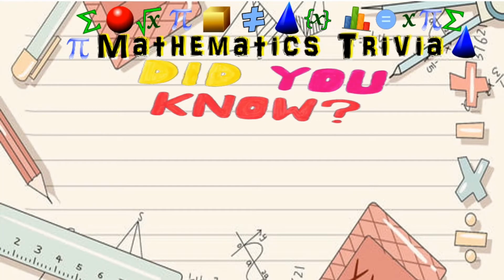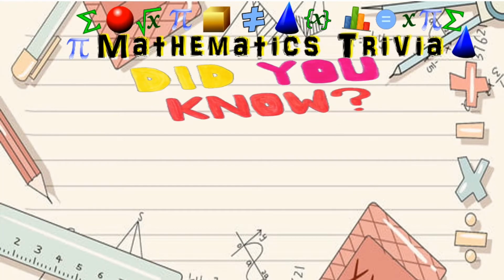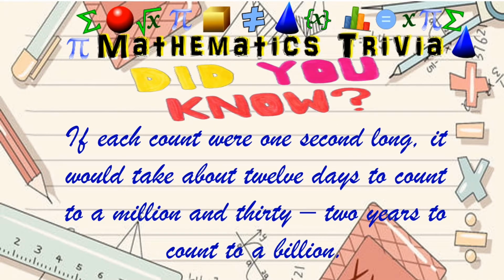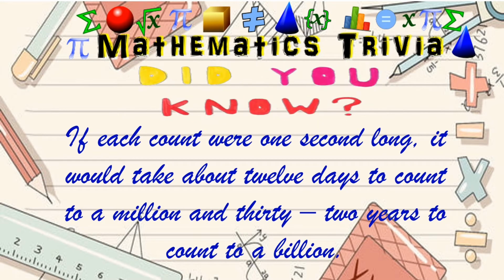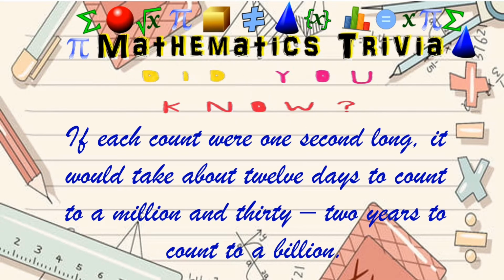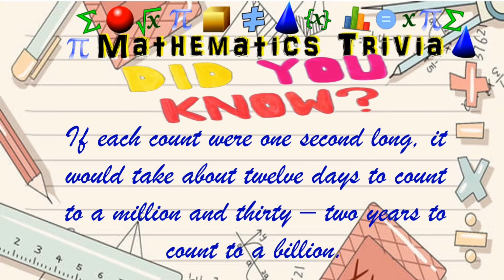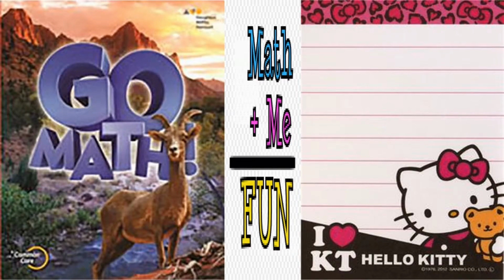Let us have our math trivia. Did you know if each count were 1 second long, it would take about 12 days to count to a million and 32 years to count to a billion? Now you know. Last time, we studied how to find unit rates.